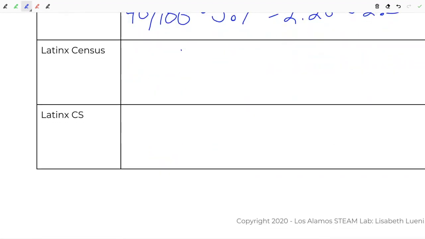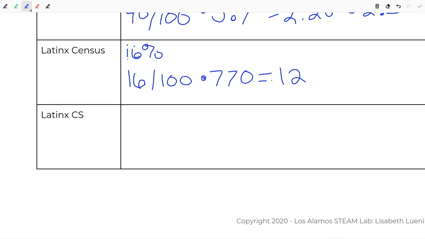Finally, the Latinx population, that is 16% of the people on our lawn, so 16 out of 100 times 770, which is 123, which turns into 120.